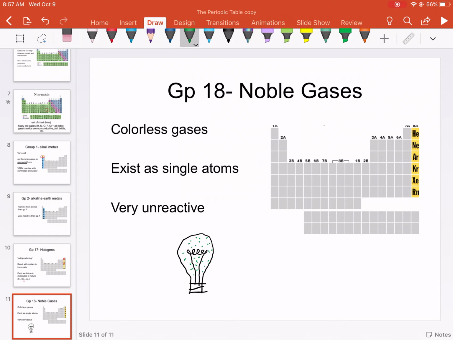So those are important groups of the periodic table. And we'll take a look at a few demonstrations in class of some of these elements.